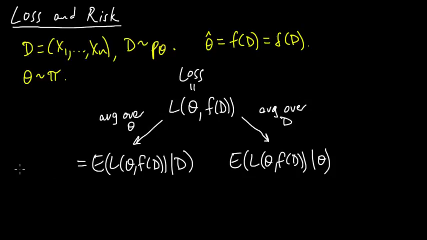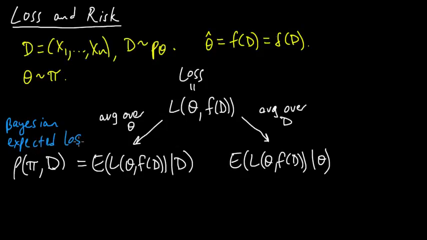This is a function of the prior on theta, right? We're averaging over theta with respect to this prior distribution. So this depends on that prior distribution and the data. We're conditioning on the data, and this is called the Bayesian expected loss. Let me put this in blue, blue for Bayes. The Bayesian expected loss is this thing right here.